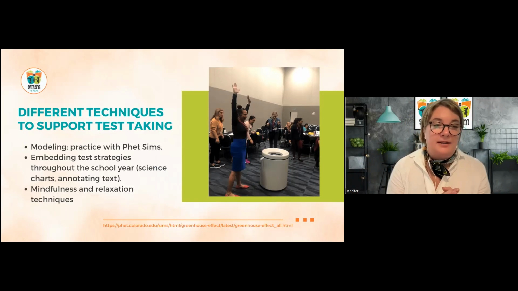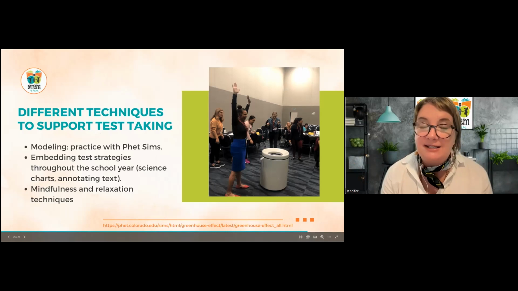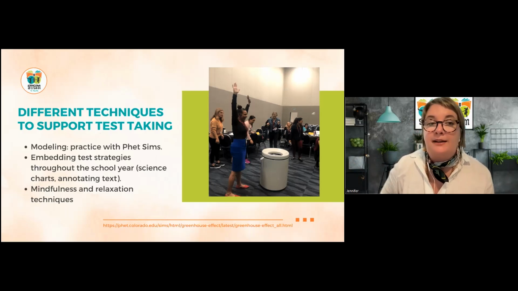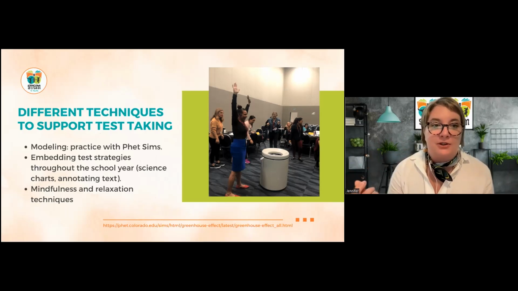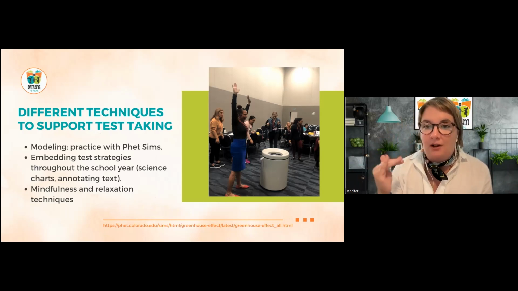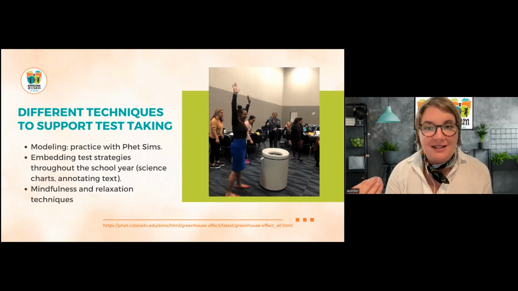There are also these embedded supports that students can practice using throughout the year, such as annotating text. So whenever students are reading any kind of informational text, highlighting words that are key ideas, asking questions. Those are just good practices for students. And then mindfulness and relaxation techniques. So learning how to calm yourself, taking those 5 deep breaths are really helpful for students as they're walking into the testing room. They may feel a little bit of anxiety. So having those skills under their tool belt so that they know how to respond can really support students.